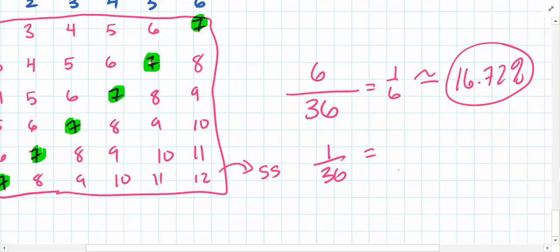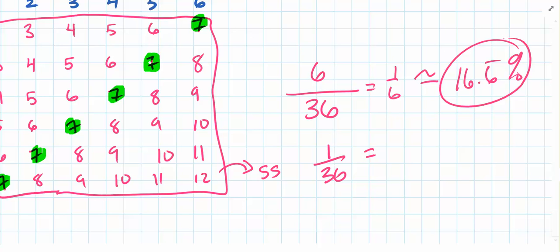Is it not 16 points? What is it? 16.6 repeating? I don't know. You guys good with that? Okay. All right. So what's 1 out of 36? What's the percentage? 1 out of 36. 4.15? No. 2.7? 2.8? So we have a 2.8% chance of rolling a sum of 12.